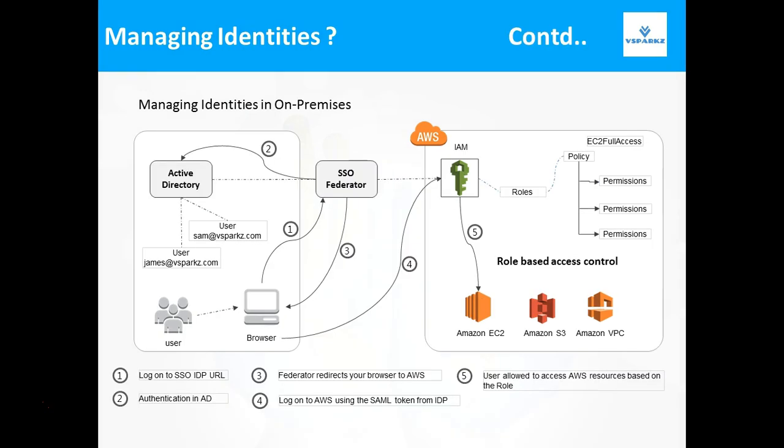In this picture, you can see the identities are managed outside of AWS. Here the identities are managed within your on-premise Active Directory. To leverage these identities and to access the AWS console, we need a federator, or an SSO federator, you can say. Again, the SSO federator can be an AWS native service, or it can be a third-party service provider.